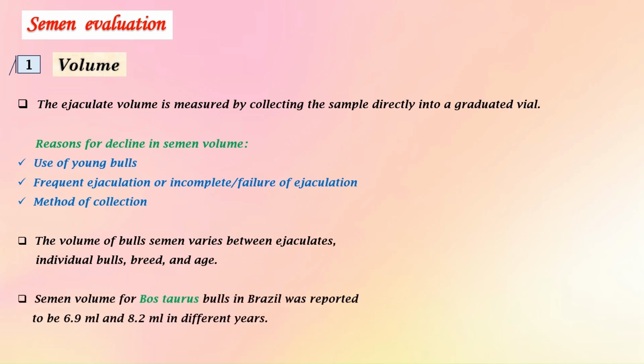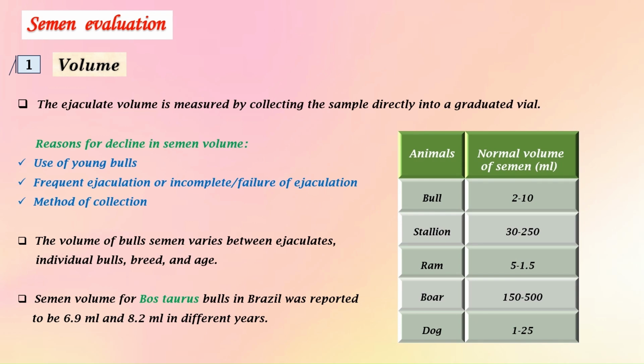Semen volume for Bos taurus bulls in Brazil was reported to be 6.9 milliliters and 8.2 milliliters in different years. A few of the common normal values for different animals are listed in this table. Semen volume varies from 2 to 10 milliliters per ejaculation for bull, 30 to 250 milliliters for stallion, 0.5 to 1.5 milliliters for ram, 150 to 500 milliliters for boar, and 1 to 25 milliliters for dog.